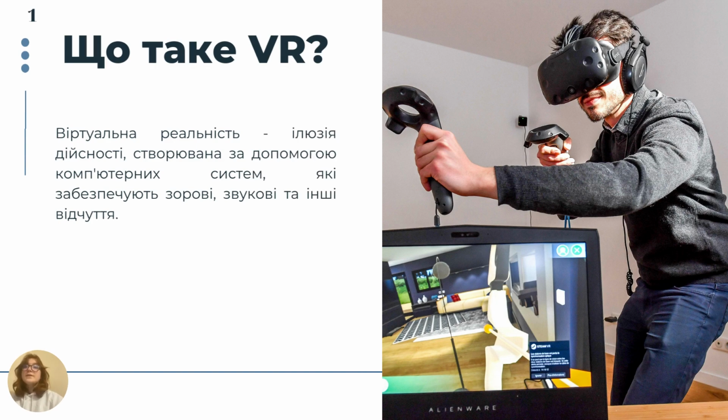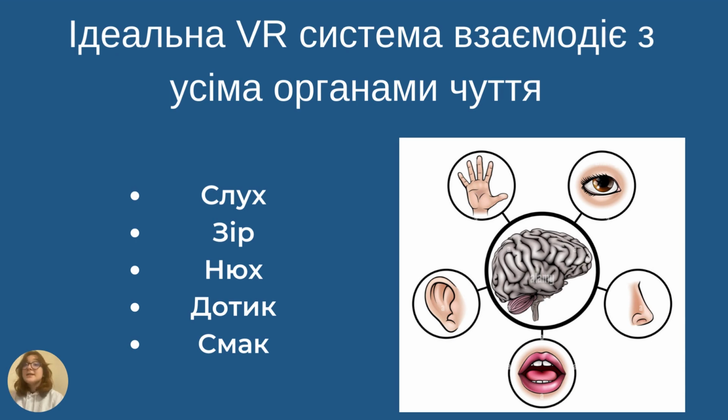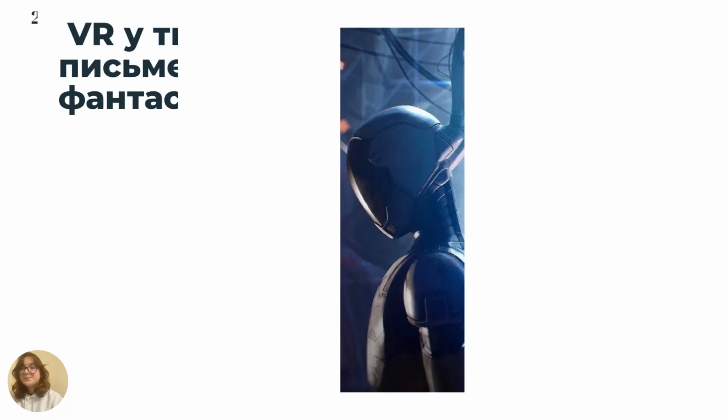So, what is virtual reality? Virtual reality is an illusion of reality created with the help of a computer system that provides visual, sound, and other sensations. We can say that the ideal virtual reality should interact with all the organ systems of existence: hearing, sight, taste, touch, and smell. It's not really a problem today with sight and hearing, and also smell and touch, but it's still quite a problem for virtual reality systems to interact with our taste.